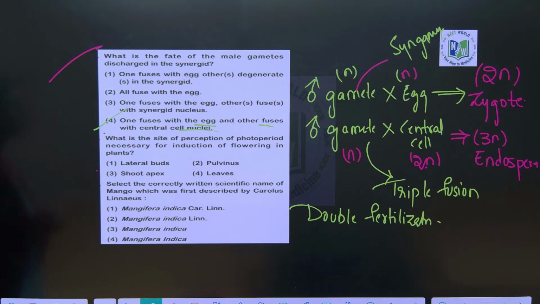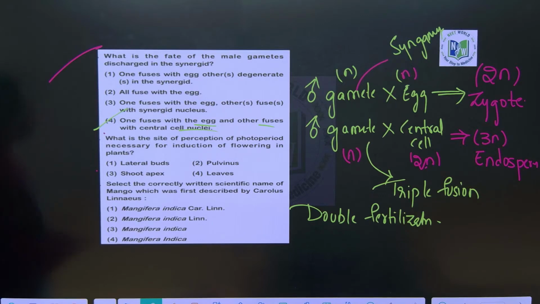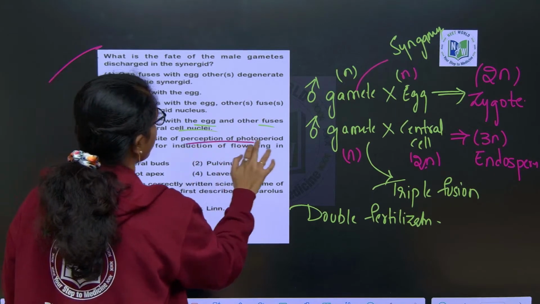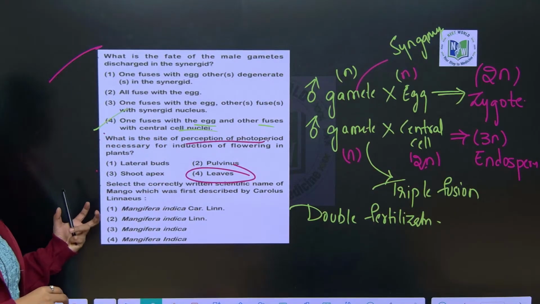Next question, what is the site for perception of photoperiod necessary for the induction of flowering? Always, perception of light during photoperiod is by leaves. Okay, leaves will perceive the light.